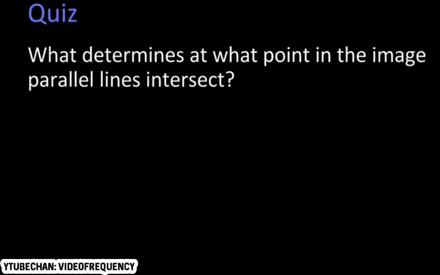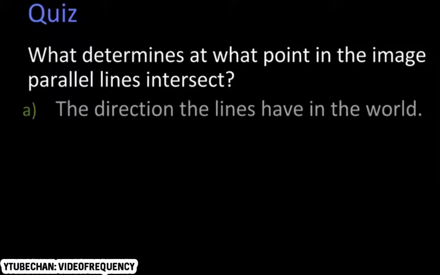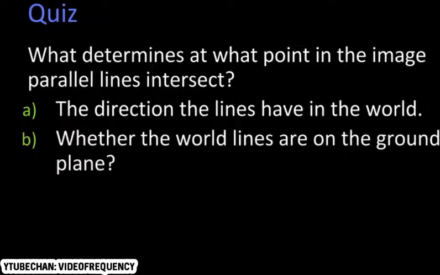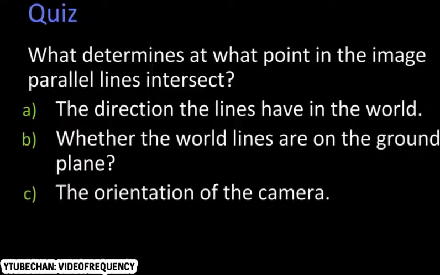All right, little quiz. What determines at what point in the image parallel lines intersect? A, the direction of the lines in the world. B, whether the world lines are on the ground plane. C, the orientation of the camera, and D, A and C. So this one's probably bugging you just a little bit, so let's just go through them, all right?